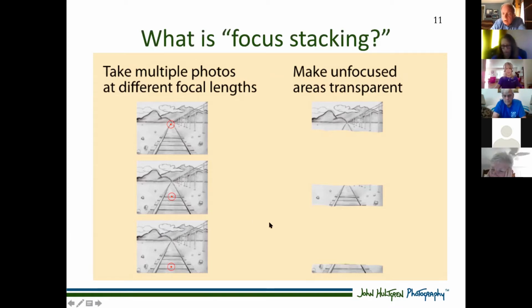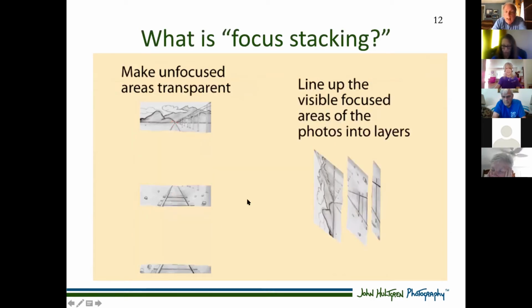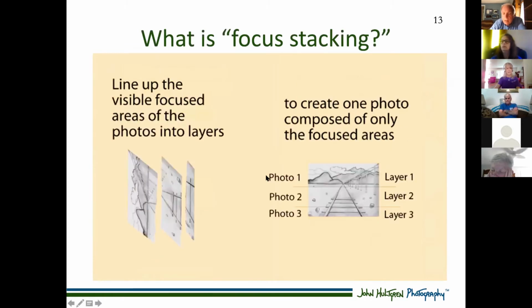You'll actually see this a little bit later when we go through pictures that have been masked. Okay, so we have masked the unfocused areas of our three photos. Now we need to line them up. They're all layers in one photo, but we're going to line them up so that we end up with one visible photo that's actually made up of just the focused area from the three photos that we took. That makes sense?